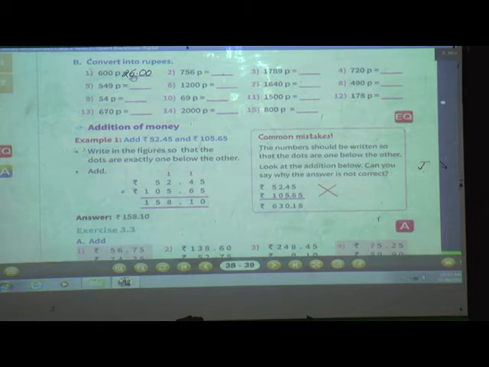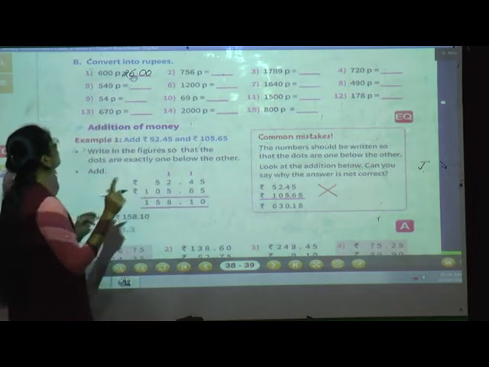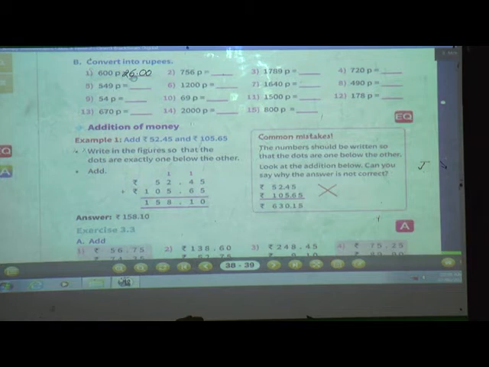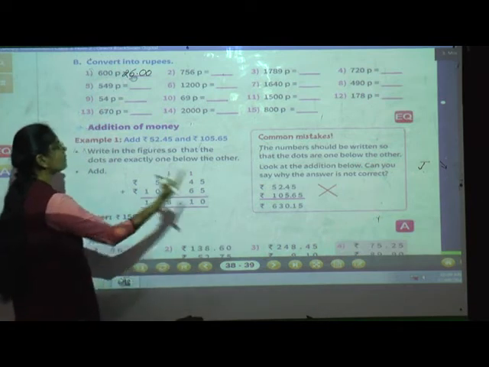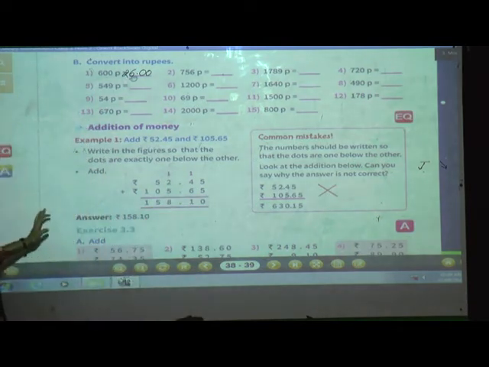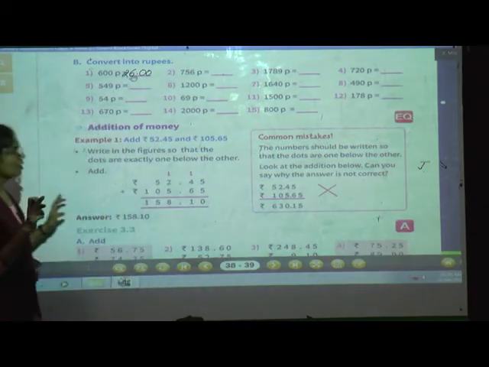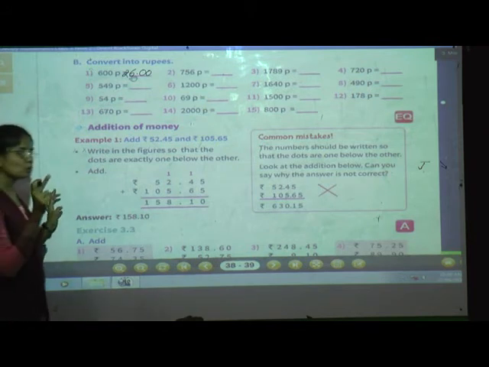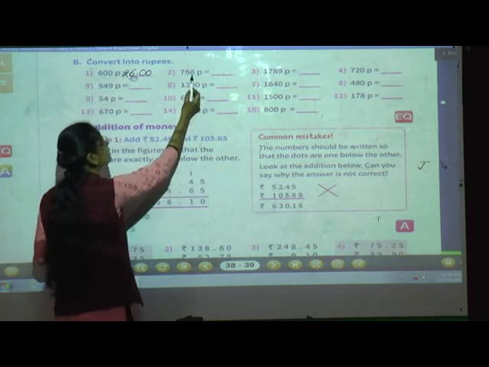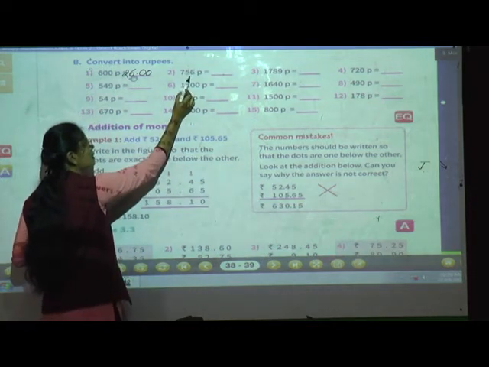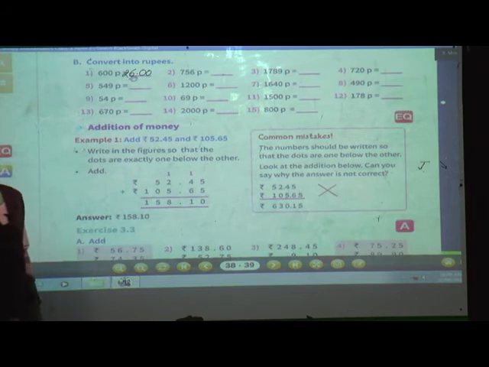756 paise. What will you do? Remember this thing in your mind. If you want to convert paise into rupees, then from the right side, before the second digit, you have to put a dot. Okay, now see this example, 756 paise. This paise we have to convert into rupees. So before the second digit from the right side, in this number the second digit is 5 from the right side. Okay, so before 5 you have to put a dot.